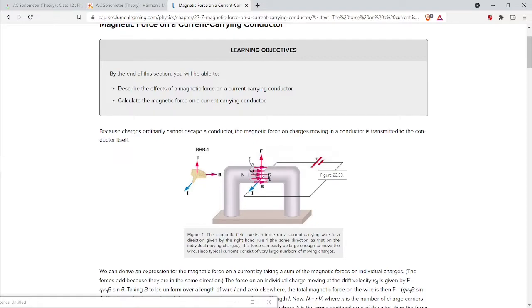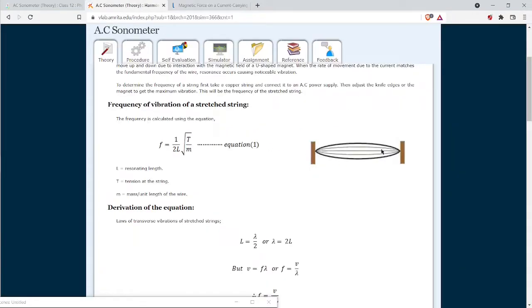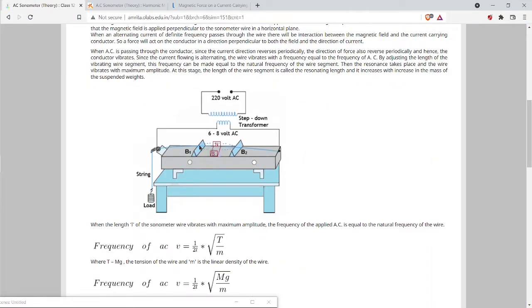And this wire is now stretched in between two ends. In this case, these are the two ends, 1 and 2. So in this case, the wire is actually vibrating, and it has a characteristic frequency, or that is called the natural frequency. When this natural frequency matches with the AC source frequency, there will be resonance. And what will happen when there is a resonance? There will be a sudden increase in amplitude.